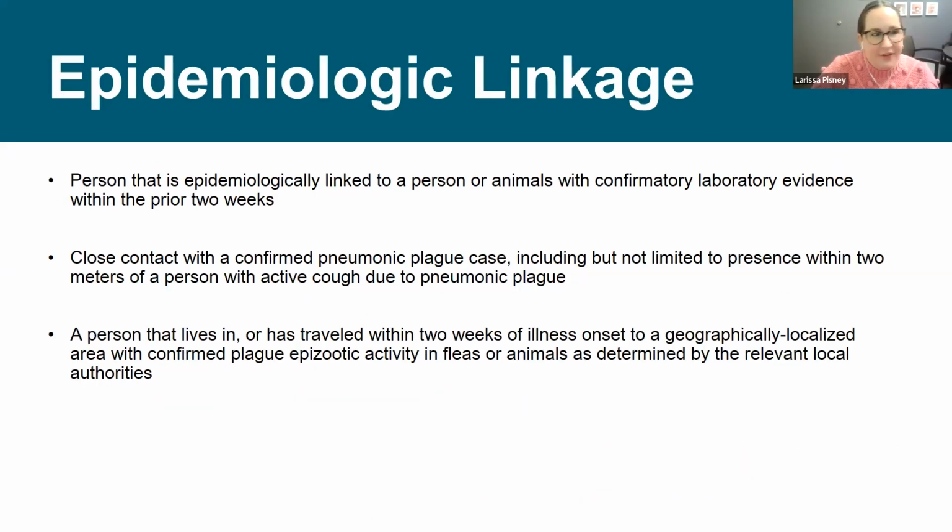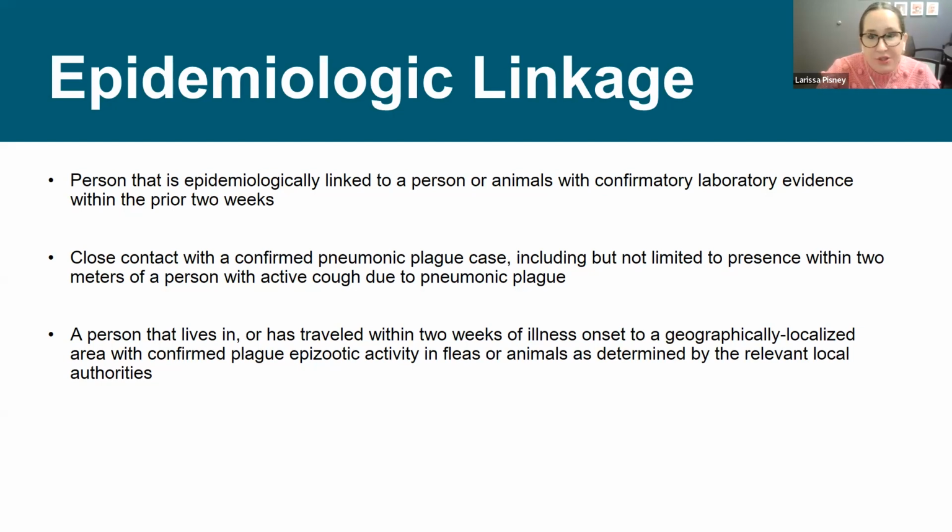So in terms of a case definition for plague, one of the elements that can be used is epidemiologic linkage. We've already gone over a lot of this, but what is included in that case definition that's used by public health is a person that was epidemiologically linked to a person or an animal with confirmed laboratory evidence of an infection with Yersinia pestis in the last 2 weeks. A person that has had close contact with a confirmed pneumonic plague case, including but not limited to presence within 2 meters or 6 feet of that person while they had a cough, ultimately found to be due to pneumonic plague.